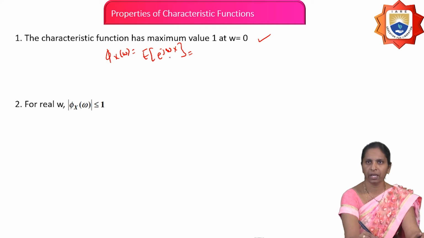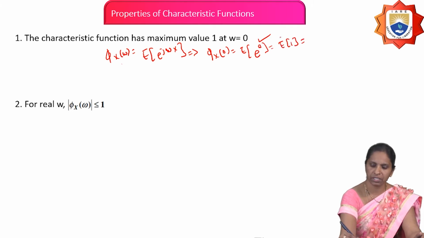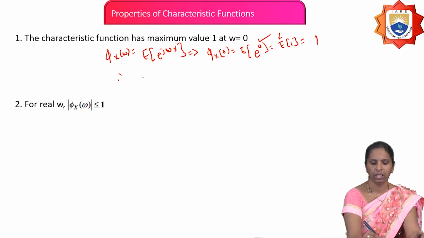Now, at omega equals to 0, substitute omega equals to 0. So, pi x of 0 equals to what? Expectation of e power j into 0 into x, nothing but e power 0. It's nothing but expectation of 1. So, what is expectation of 1? Expectation is nothing but the average only, the statistical average. What is the average of any constant? The constant itself. Therefore, the characteristic function is having the maximum value at origin.